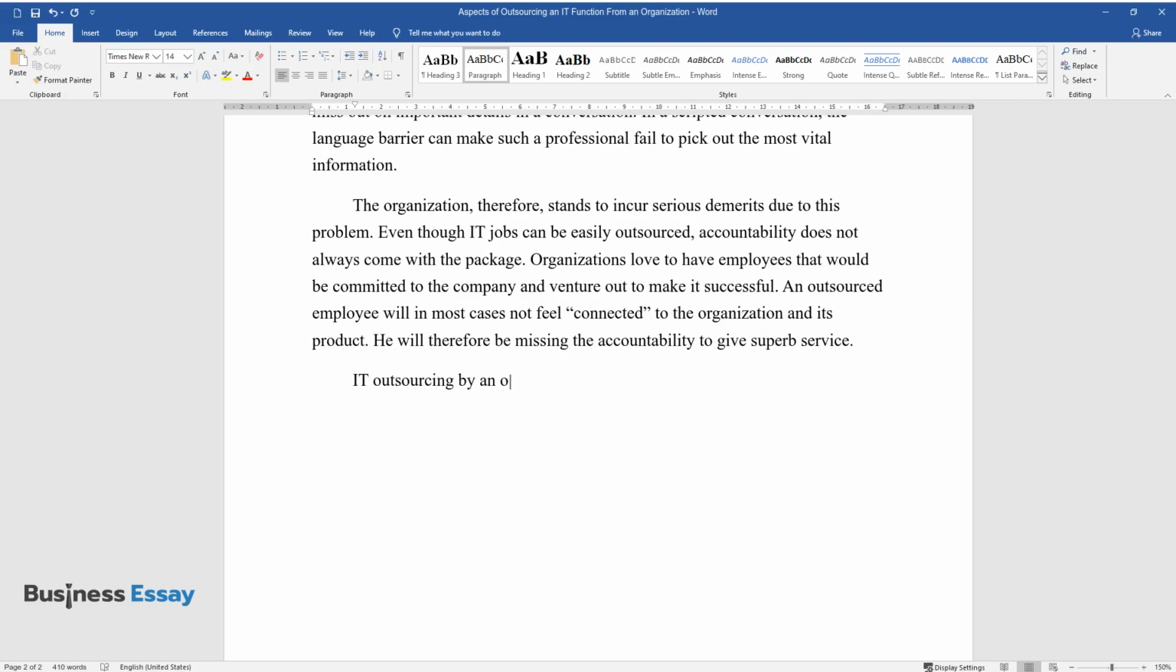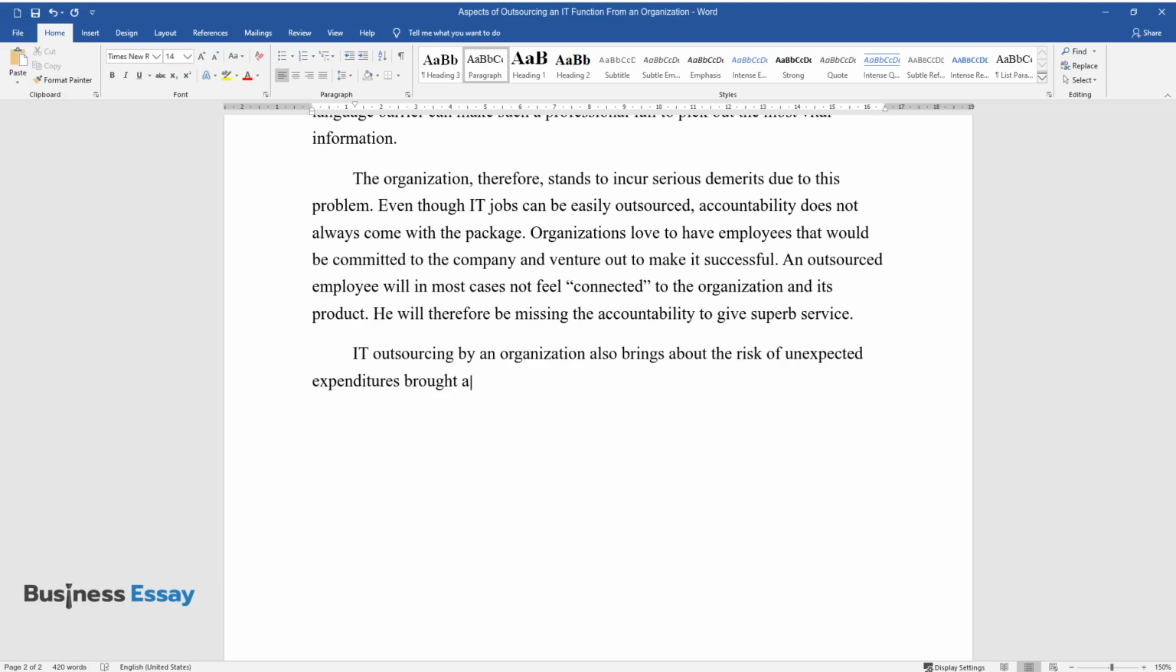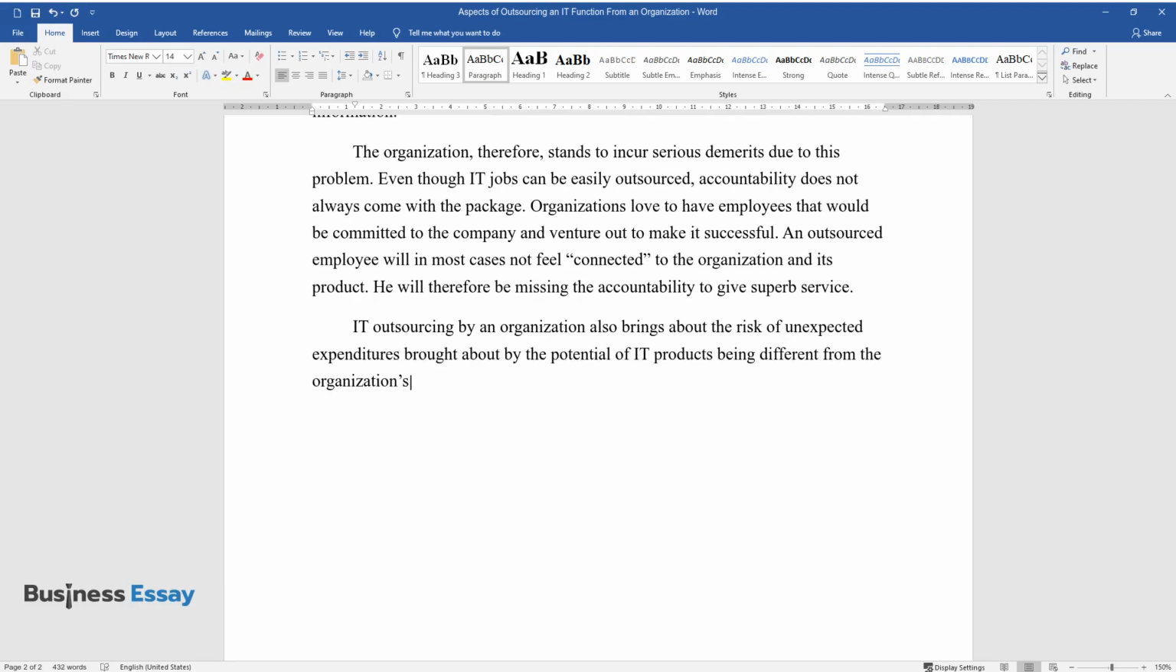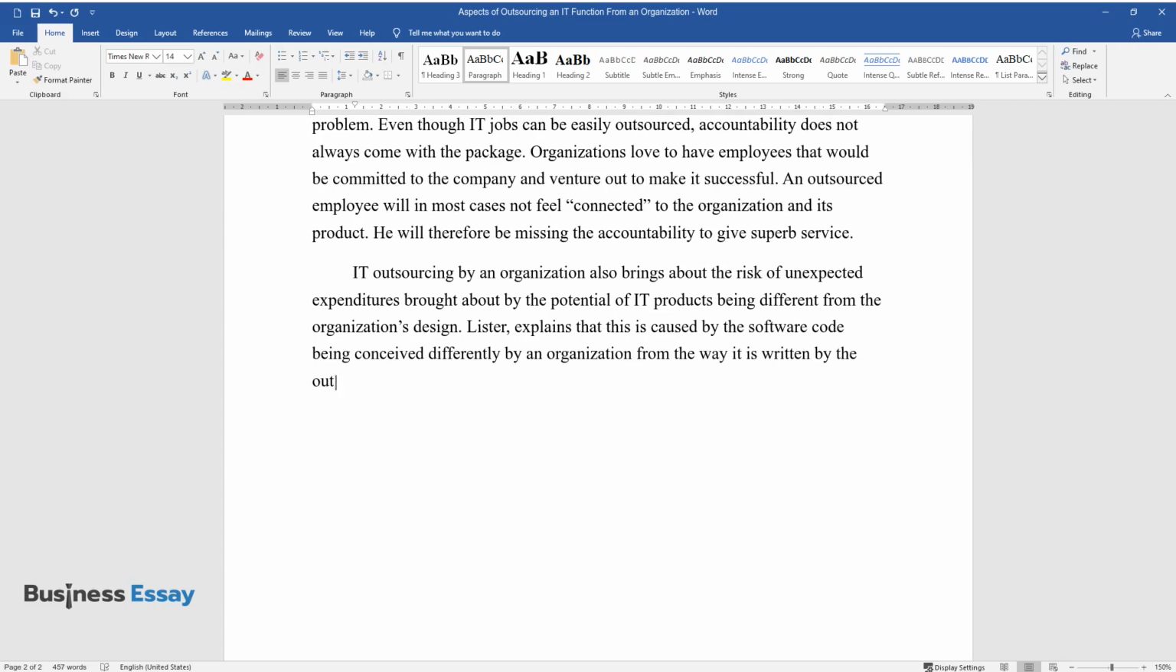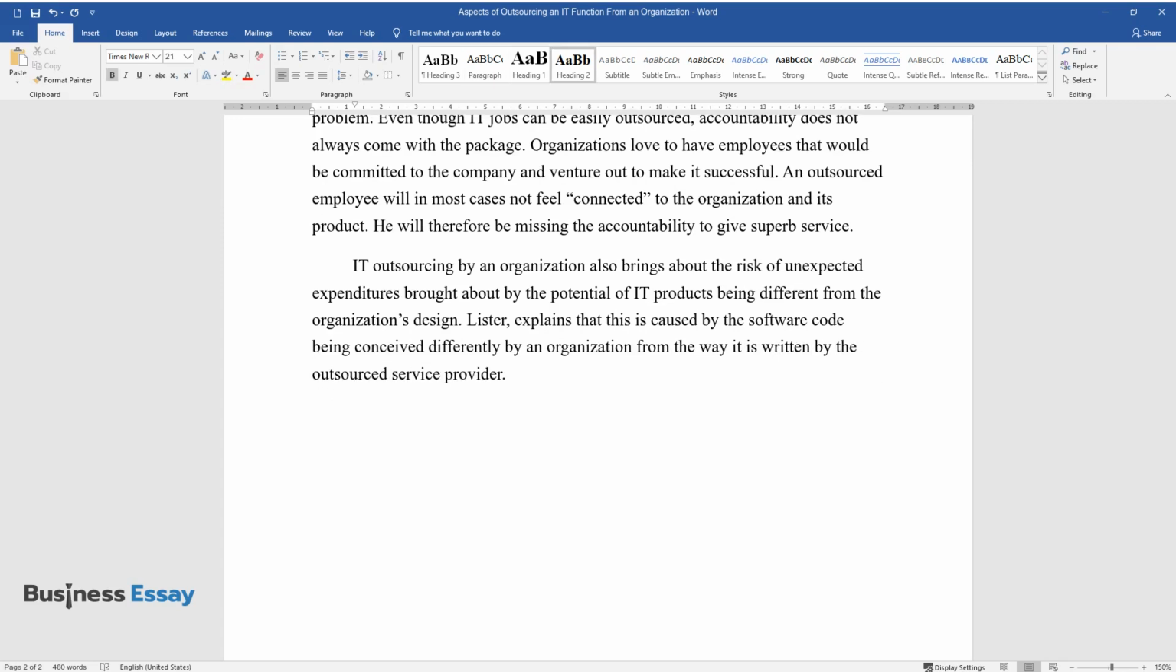IT outsourcing by an organization also brings about the risk of unexpected expenditures brought about by the potential of IT products being different from the organization's design. Lister explains that this is caused by the software code being conceived differently by an organization from the way it is written by the outsourced service provider.